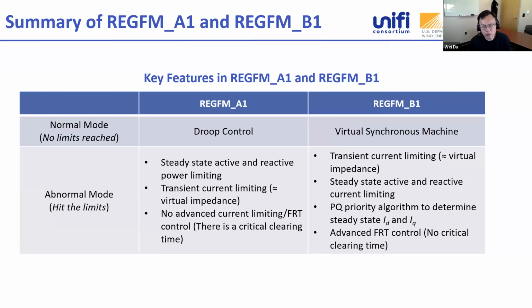And the REGFM B1 model has a transient current limiting function, and also a steady state active and reactive current limiting, and a PQ priority algorithm to determine the steady state Id and Iq. Again, GE provided a very good fault ride-through control in this model, so there is no critical clearing time based on our studies. So this table basically summarizes the main features of those two models.